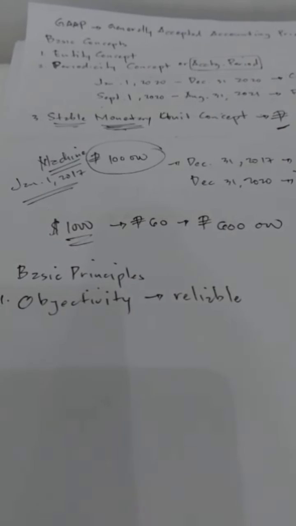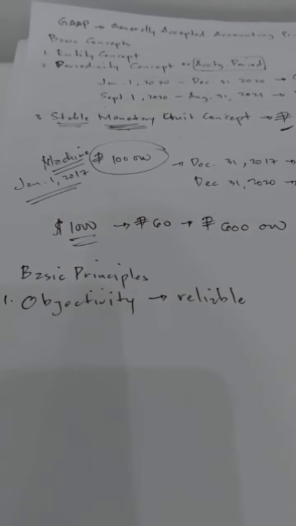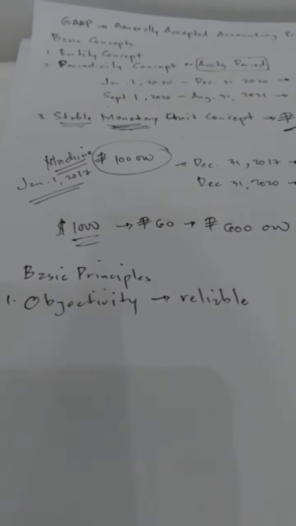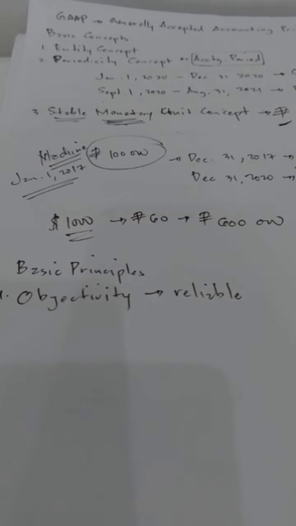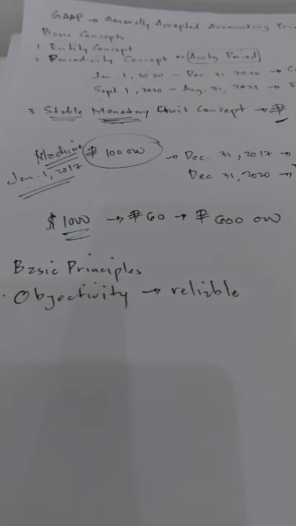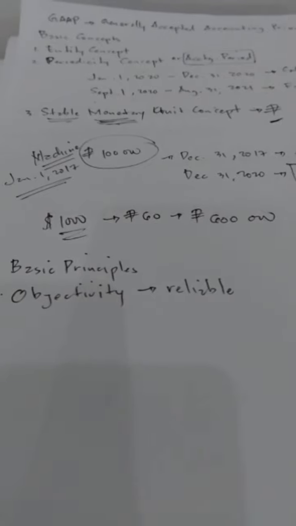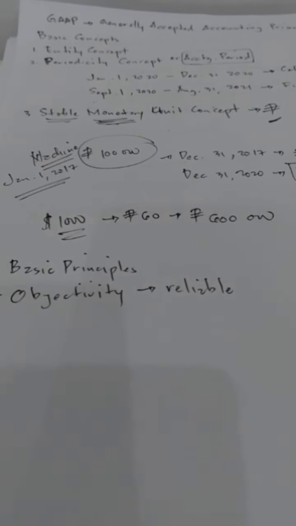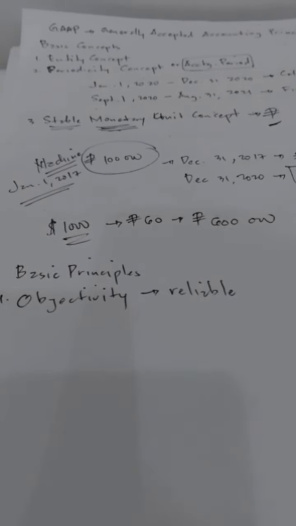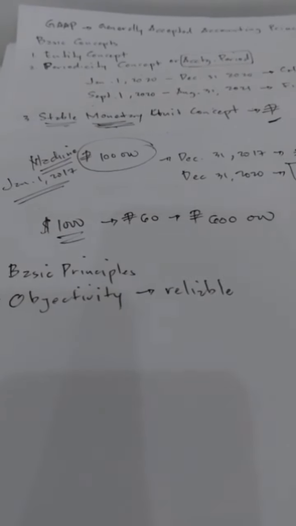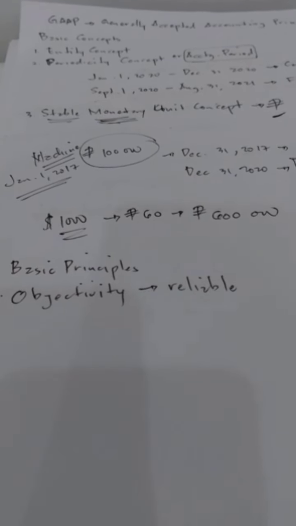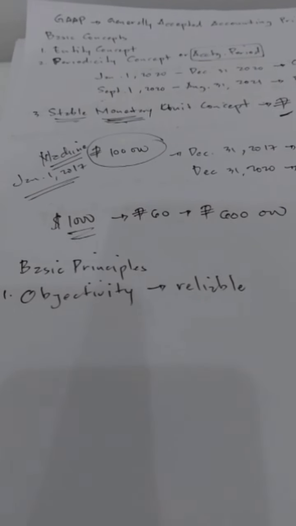So, ideally, accounting records are based on information that flows from activities documented by objective evidence. So, dapat may evidence. Usually, yung mga evidences ay yung mga source documents like receipts, purchase order. So, yun yung mga evidences. So, sa accounting dapat daw ay objective, reliable yung information.